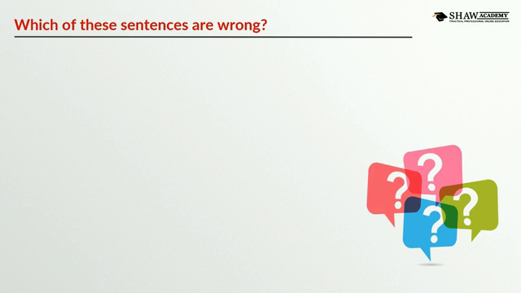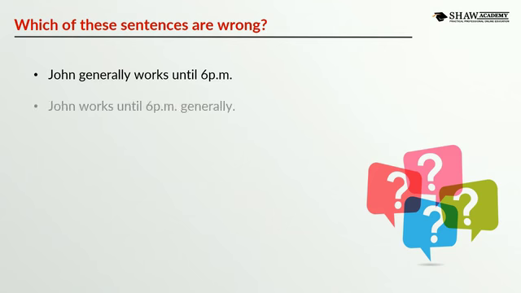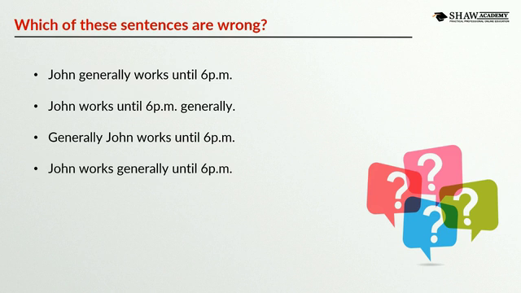So look, let's see if you can all answer this question. Which of these sentences are wrong? John generally works until 6 p.m. John works until 6 p.m. generally. Generally, John works until 6 p.m. John works generally until 6 p.m. So, guys, 2 of these are correct and 2 of them are incorrect.